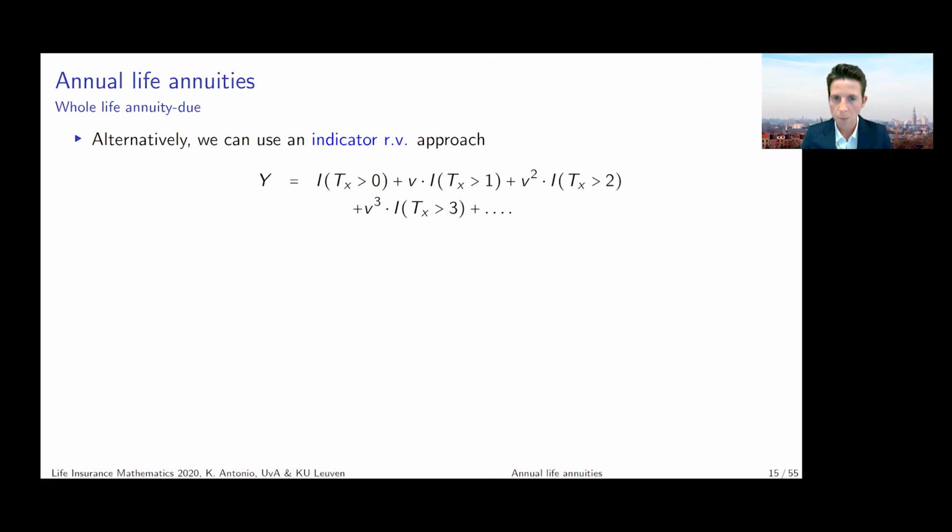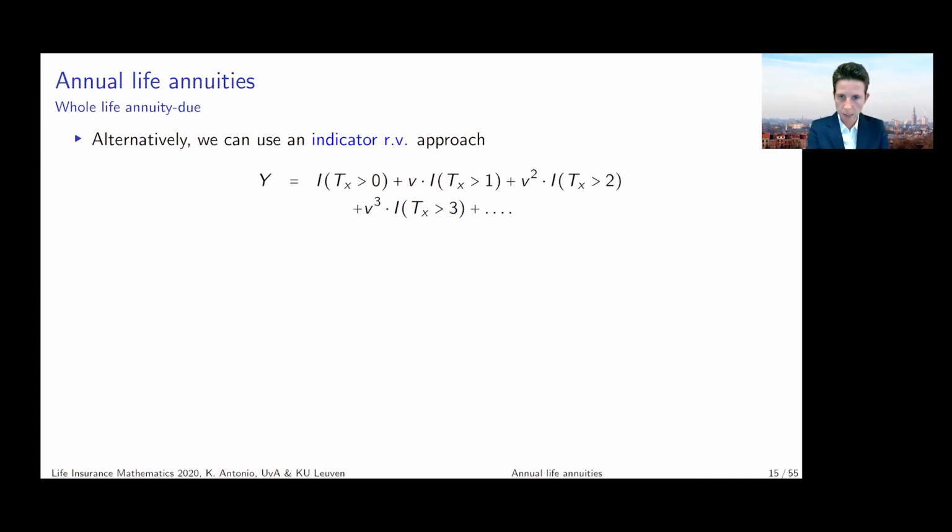So let's say that my policyholder dies at age x plus 3.5, right? So the policyholder dies before reaching age x plus 4. Then I've got in my annuity a payment at time 0, age x, a payment at x plus 1, that's time 1, x plus 2, that's time 2, and x plus 3, that is time 3, right? So I've got 4 payments in total in this particular example.